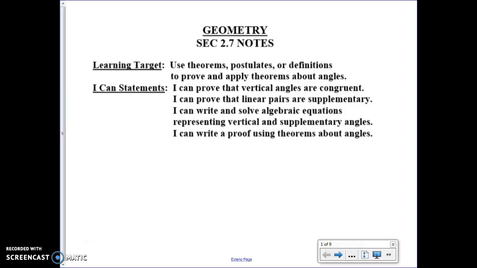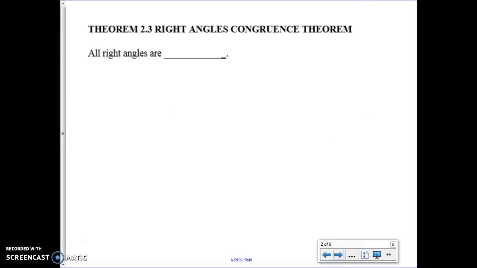Hey guys, hopefully you're getting a little more comfortable with geometric proofs now that we've had a few days to practice with them. We are going to do even more practice. We're going to add a few new pieces in here as we practice today.